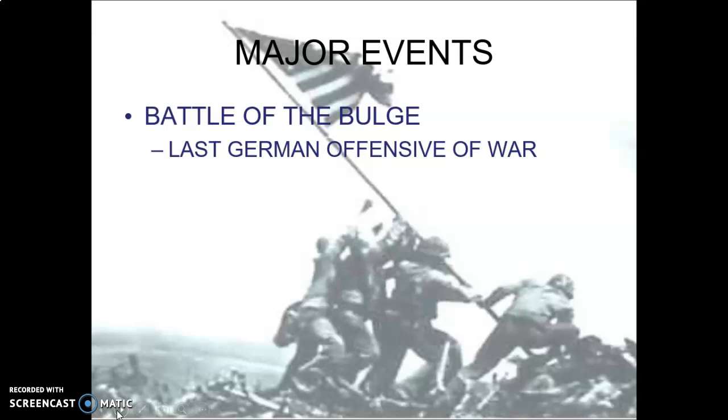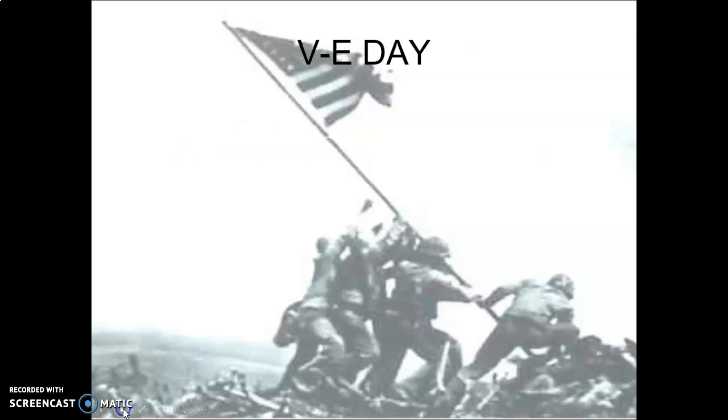So it's very successful. The last German offensive is called the Battle of the Bulge because there was a bulge in our line where our troops were not as heavily defended, and the Germans picked that point to invade. Long story short, they lose about 600,000 men in this battle, and they are no longer able to fight an offensive war. They can only retreat.